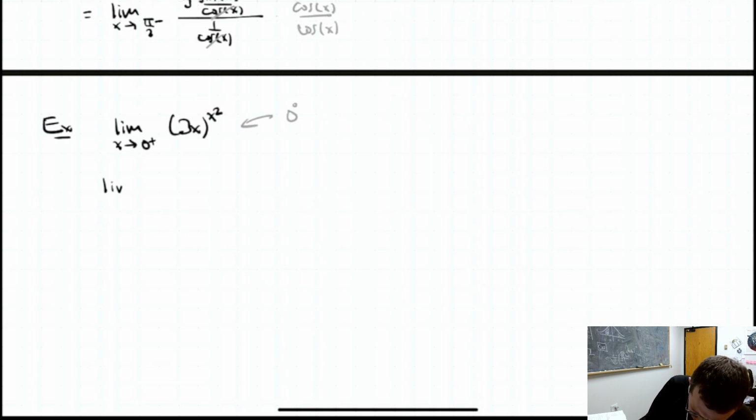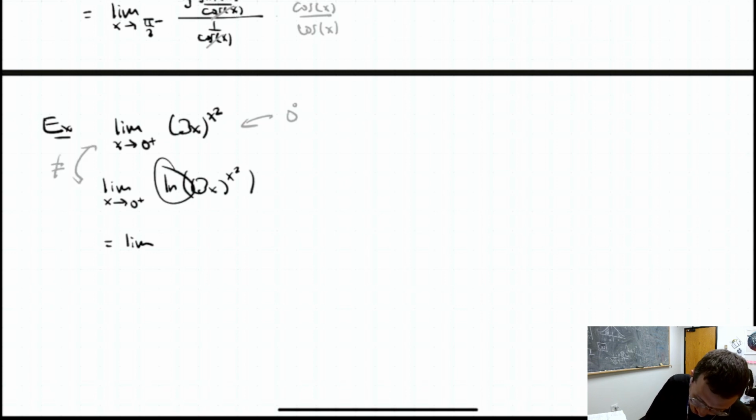So we're going to look at the limit of the ln of 3x to the x squared. And just to be clear, these are not the same thing because this one has an ln. Adding the ln does change the problem. So the x squared comes outside of the ln.